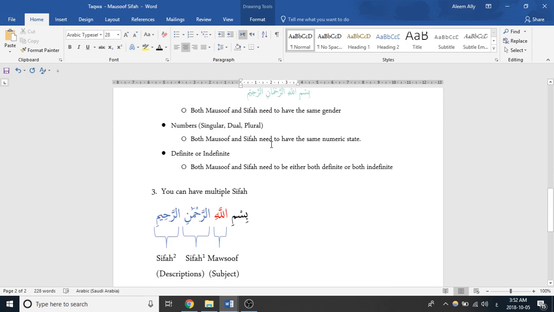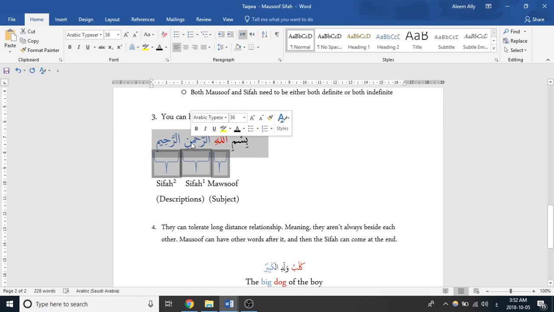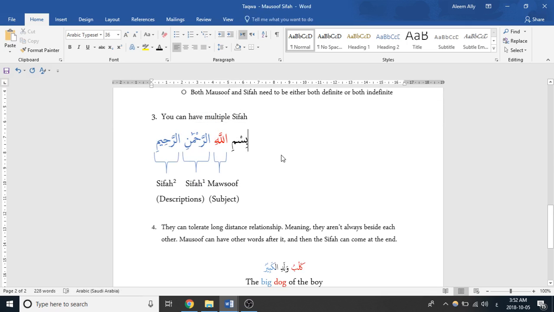Same gender, same number. Let's look at an example that Uzair gave me, thanks Uzair. One thing to keep in mind is that you can have multiple sifa, multiple adjectives for one mawsuf. Alright, just adding this in.